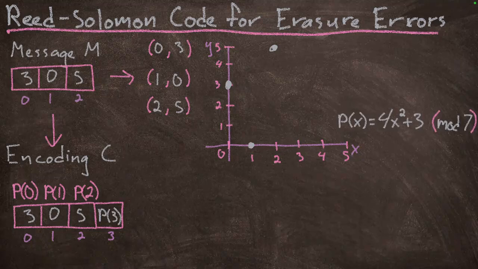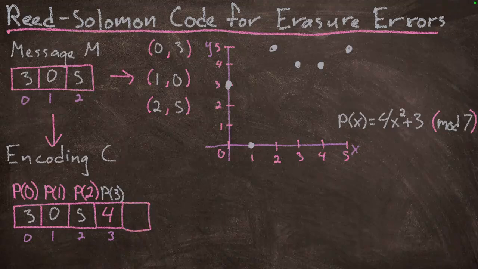Right. So now that we know what the polynomial is, we can just keep evaluating it if we want. If we want more points, we can just keep evaluating on more points. So P(3), I'll tell you, that's just 4. If you plug 3 into 4x squared plus 3 mod 7, you do all your modular arithmetic. We know how to do that now. We get 4. We can just keep doing that. We can do it for evaluation point 4 now.